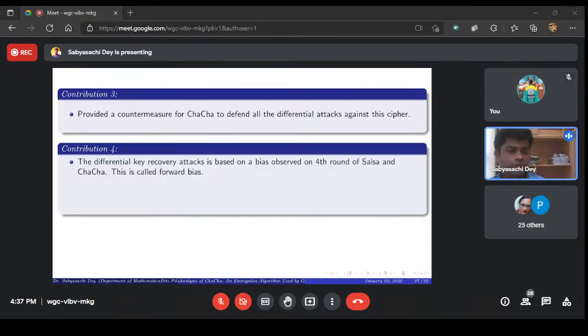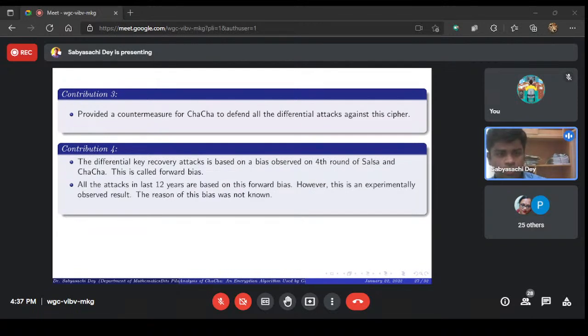Okay. Then the fourth contribution was a theoretical work. So the distinguisher that I was talking about on ChaCha and also in SALSA, this distinguisher was an experimentally observed fact. So the mathematical reason of this distinguisher was not known. But this distinguisher was being used for 12 years for all the attacks. So we, for the first time, gave a mathematical explanation for the distinguishers for both SALSA and ChaCha.